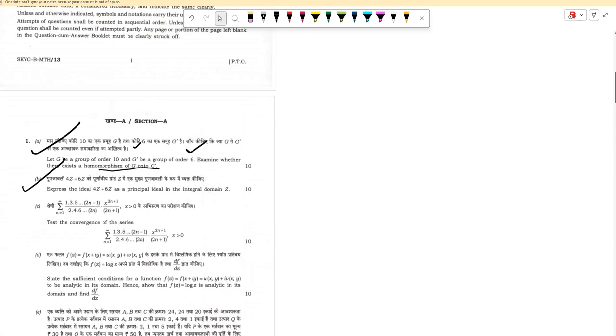ठीक है, तो चलिए, express the ideal 4Z plus 6Z as a principal ideal in the integral domain Z. Ideal as a principal ideal. ठीक है, तो कैसे express करेंगे? तो 4 और 6 का GCD निकालेंगे पहले. So GCD of 4 and 6 है 2.